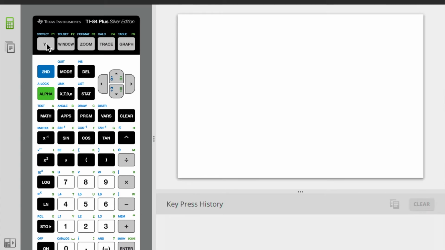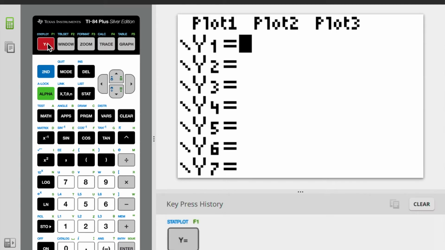And whenever we create a table, we want to just press our y equals button at the top left over there. And then we want to actually just type in the equation that we have. And so our equation is y equals x squared minus x minus 2.